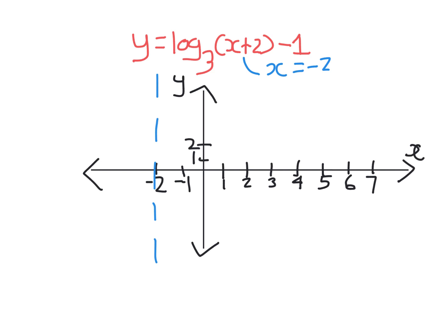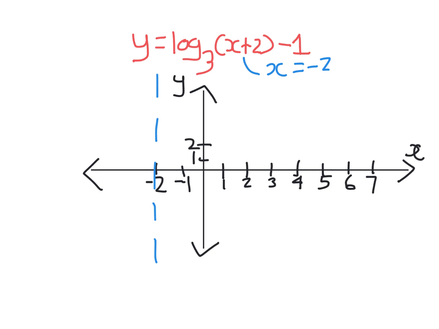Now, why is this the asymptote? Remember, you can't have log base 3 of 0 because you can't raise 3 to any power to get an answer of 0. So what's in the brackets can't equal 0. That's why x can't equal -2. x equals -2 would make this bracket equal 0, which we can't have. That's why the graph can never hit along this line where x equals -2.